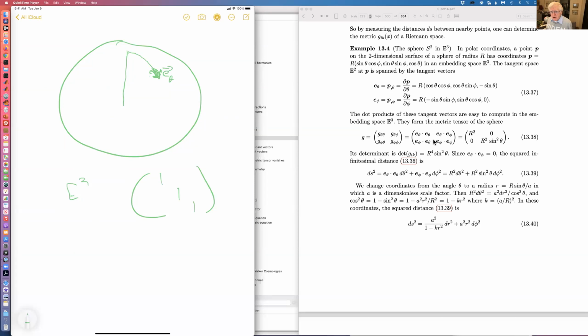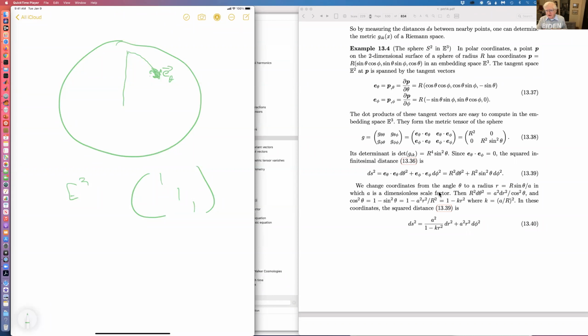You take those inner products, what you get is this expression here. And the determinant is r to the 4th sine squared theta. The squared infinitesimal distance is then this expression here. Surprising things can happen when you change coordinates.